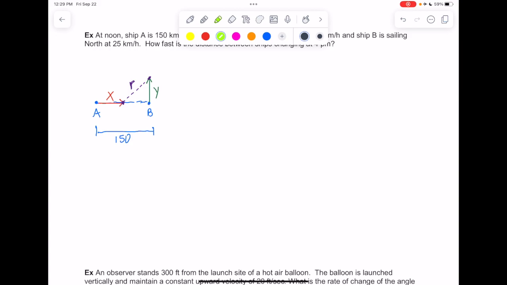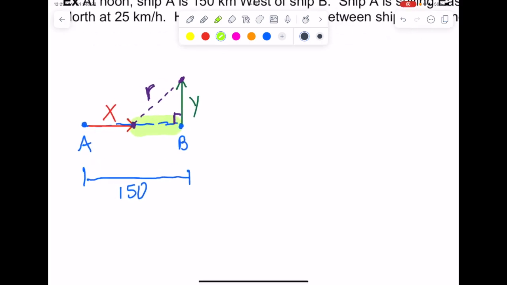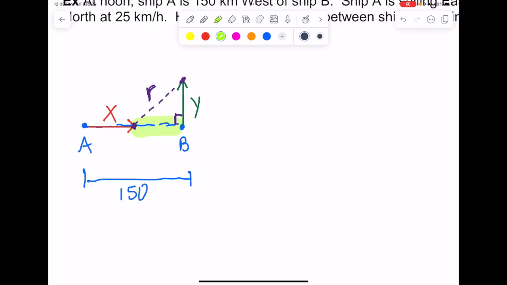We have y as the side of the triangle, one of the legs. We've got a right angle right here. So the other leg of the triangle is this piece right here. So what would that piece be? Well, we know the total distance initially between A and B is 150, and then we've gotten rid of x of that distance by A sailing to the right or to the east. So the distance that's left is the total distance 150 minus that red X. So that's one of the sides of our triangle.